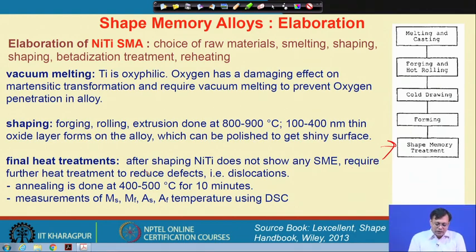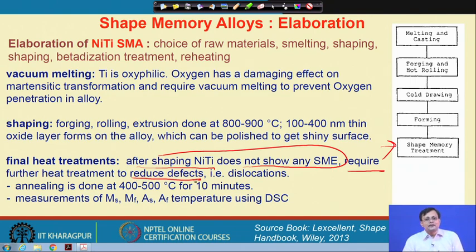The final heat treatment is basically in order to achieve a good shape memory effect. How do we do that? After shaping, these nickel titanium alloys do not show any shape memory effect, and that is why we need a heat treatment in order to reduce the defects. In the case of titanium nickel, I have talked about this, dislocation is very harmful, or any other defect is always harmful. Then we cannot get 100% shape recovery, and therefore we can simply get rid of dislocations by annealing at a temperature of 400 to 500 degrees centigrade.